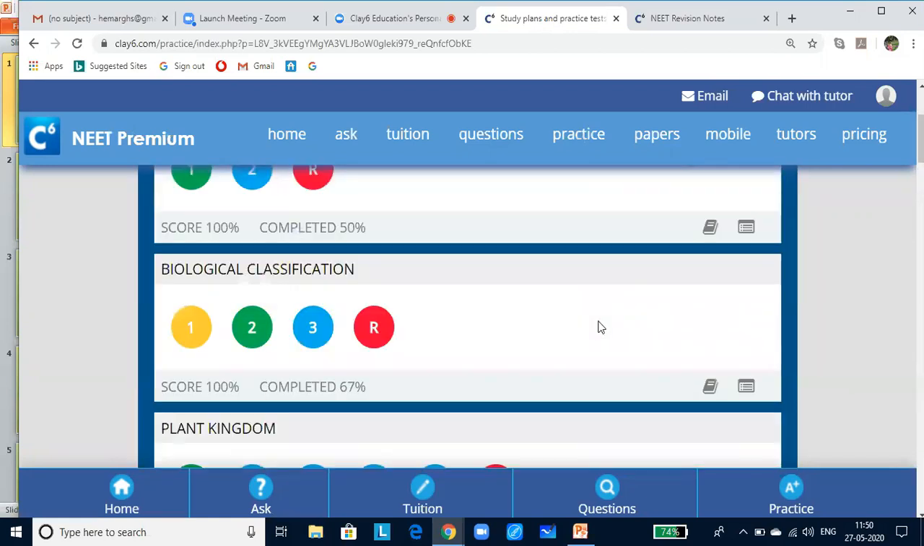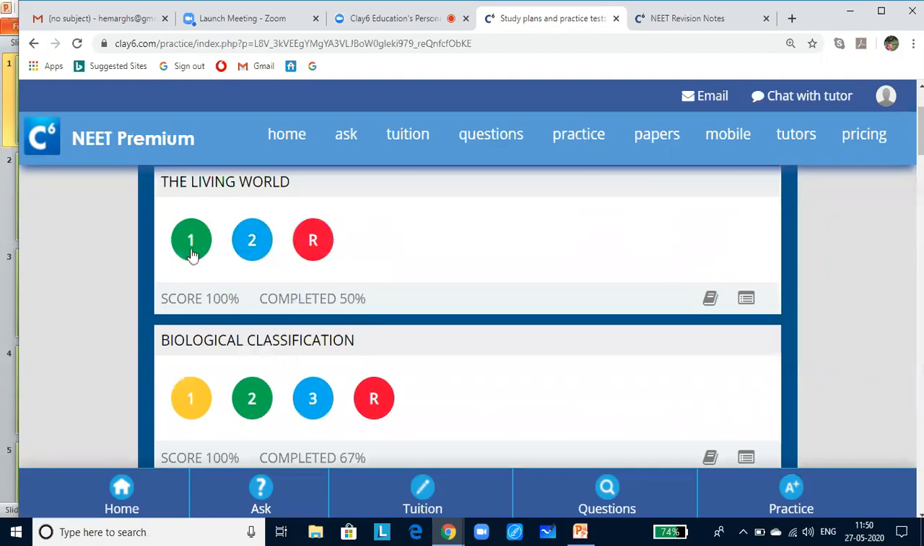So here you see a lot of colored bubbles. Each bubble is a test. If you see a green bubble, it means that you have already completed the test, but you can always revisit the test any number of times for revision or to improve your scores. A blue bubble indicates that you have not taken the test yet and you are expected to complete the same. And a yellow bubble indicates that you have not completed the test.